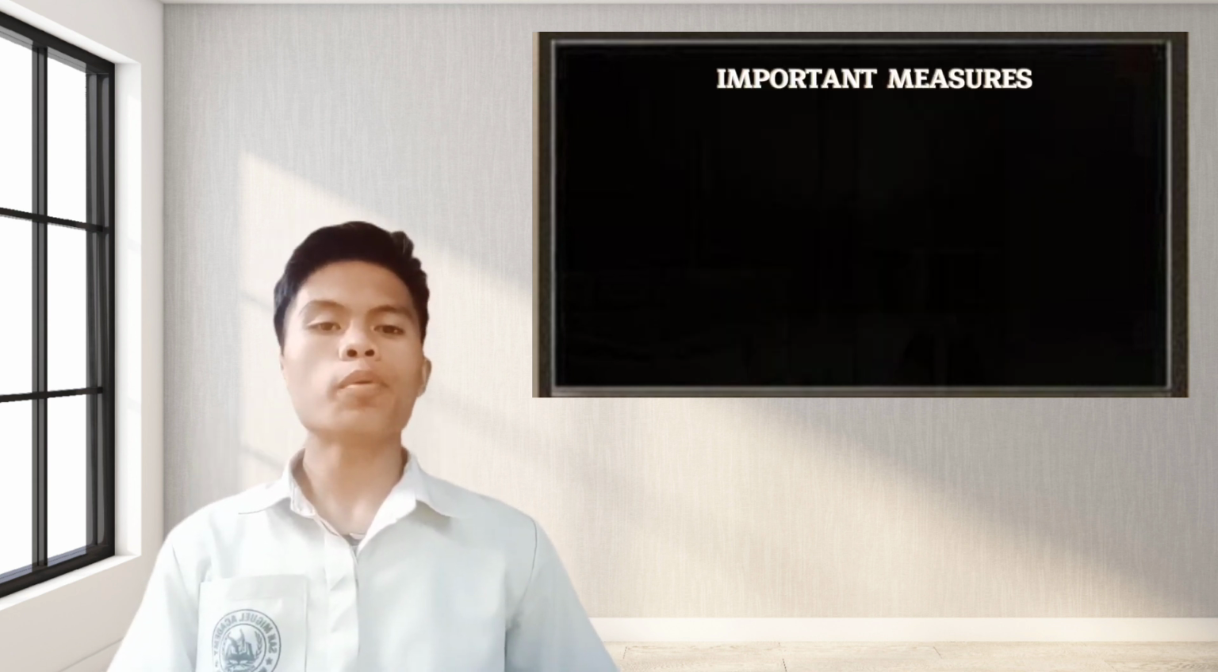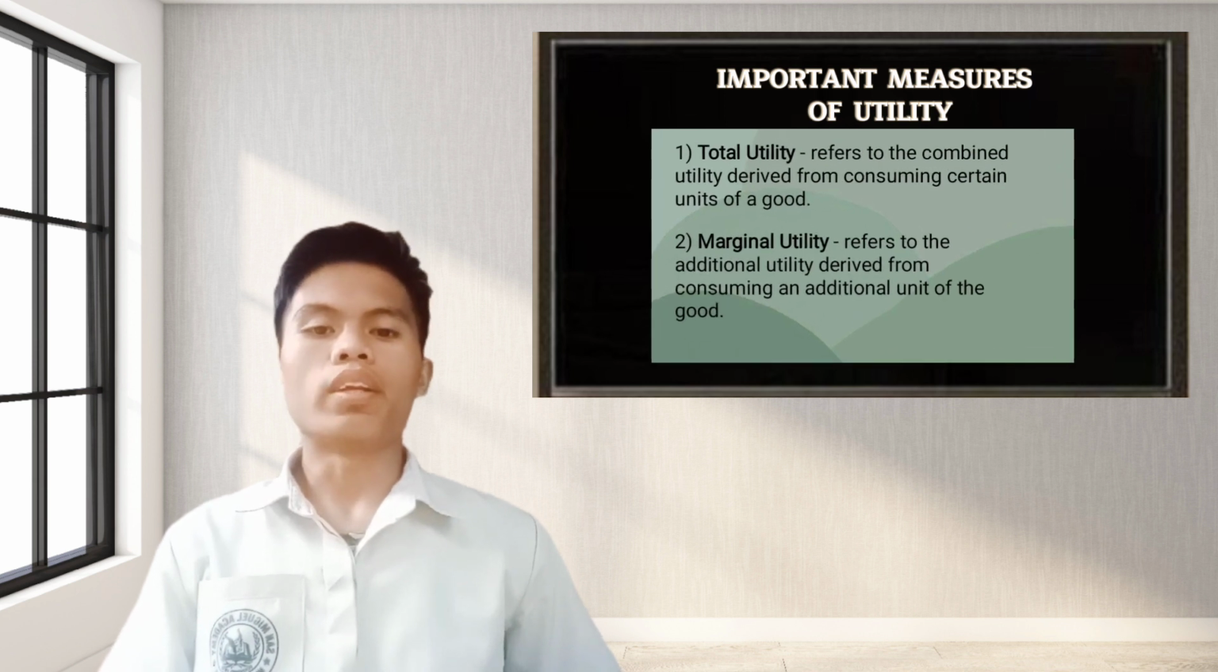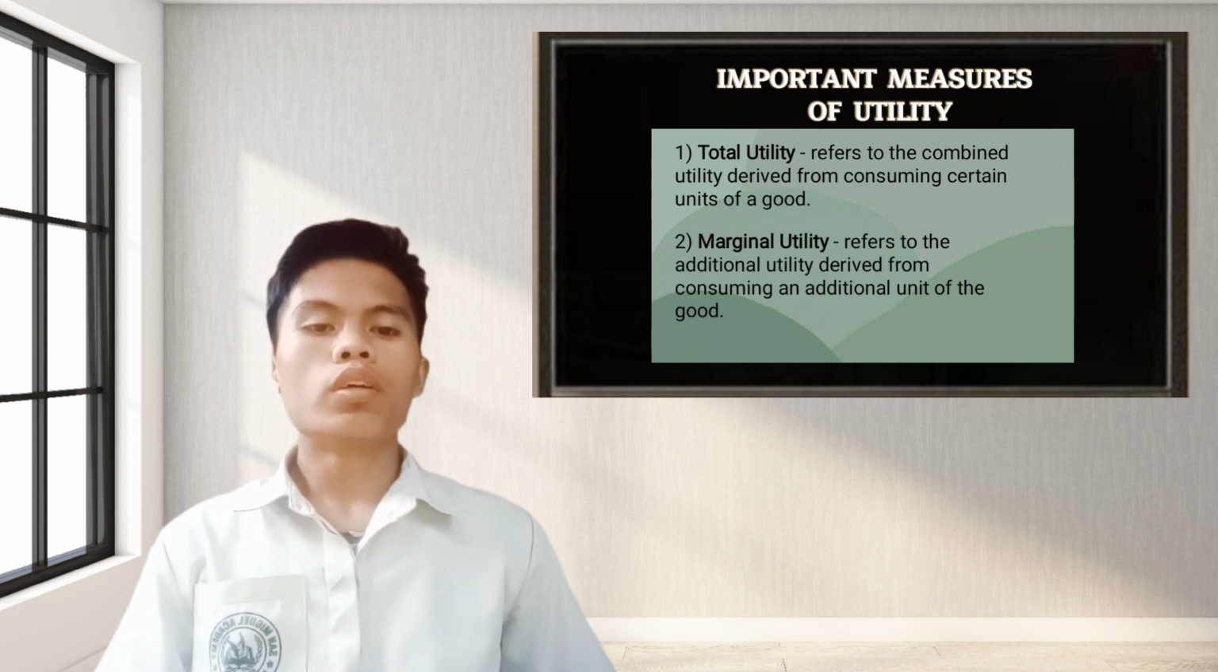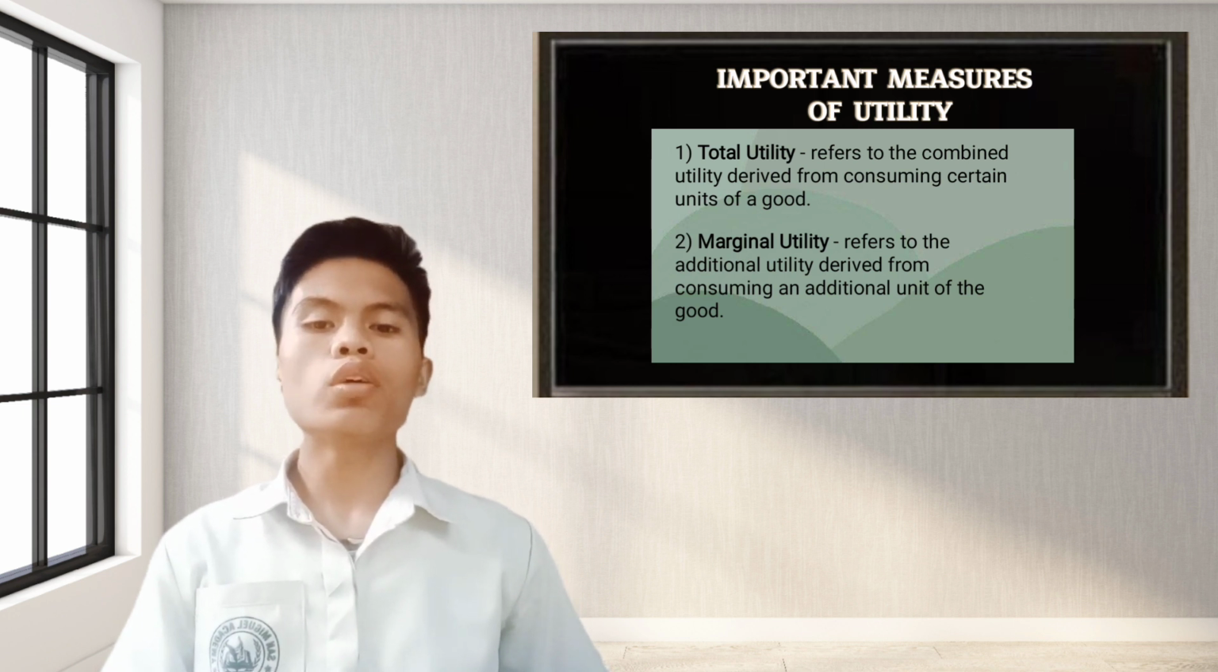Important measures of utility. 1. Total utility refers to the combined utility derived from consuming certain units of a good. Number 2. Marginal utility refers to the additional utility derived from consuming an additional unit of the good.